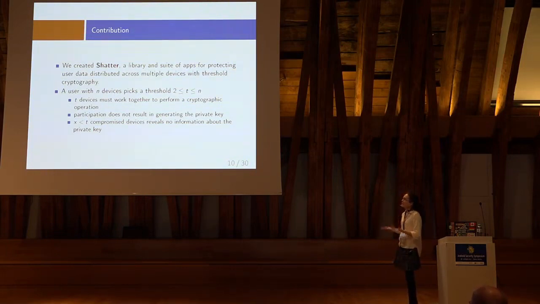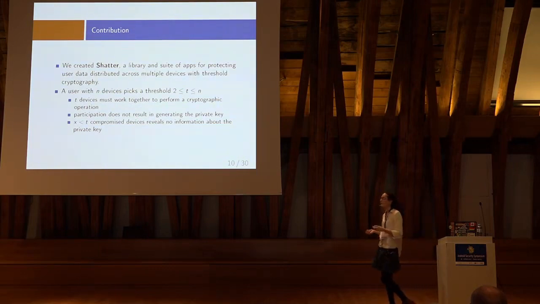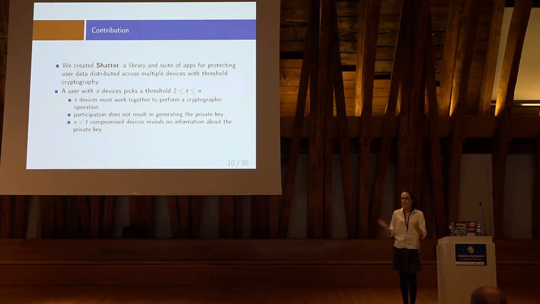So we want it to be the case in any Shatter algorithm that we never regenerate the private key in memory. And we want it to be the case that if the attacker steals fewer than t devices, they get no information whatsoever about the private key or the private information. They don't get 128 bits worth of it or anything. No information at all.